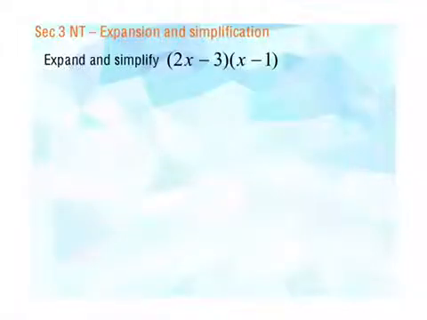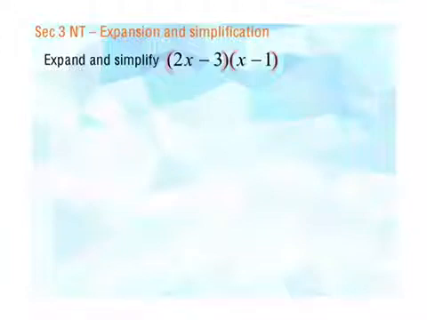Expansion and simplification. Now we need to look at the following. Expand and simplify (2x - 3)(x - 1). To do this type of question, we need to take note that the following has two brackets. That means the whole of 2x - 3 needs to be multiplied to the whole of x - 1.